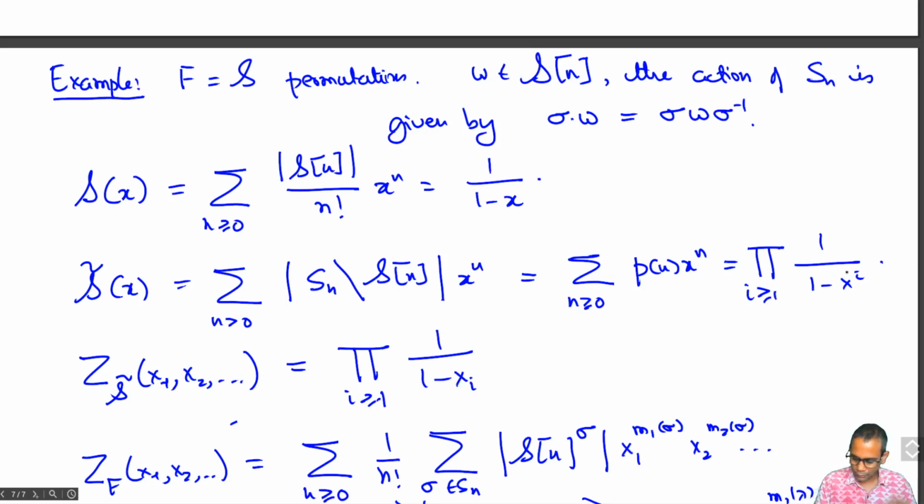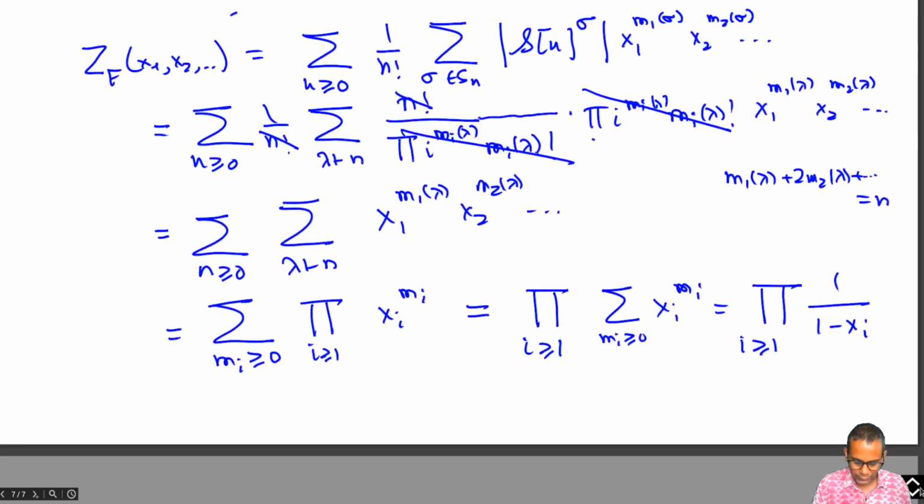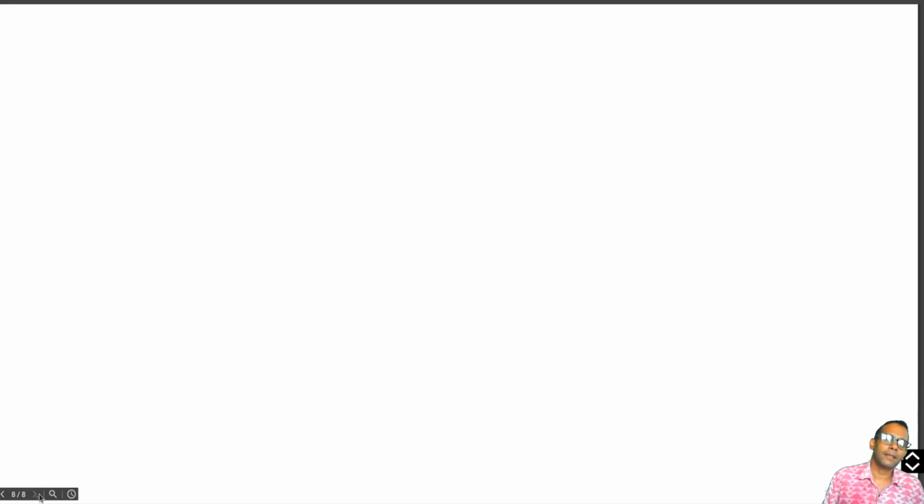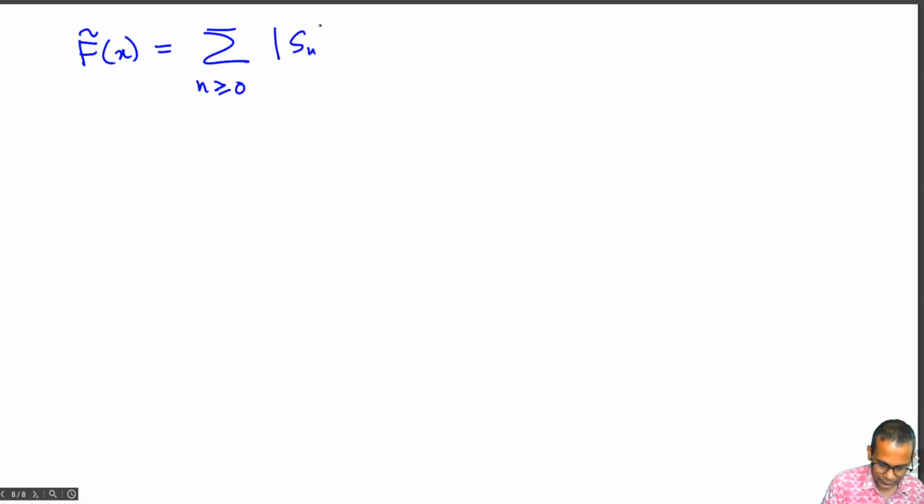And this actually turns out to be a usual feature. In fact, if you know the cycle index generating function, you can compute both the other generating functions. So for example, I claim that if you just look at f tilde of x, where f is any species, then f tilde of x, well, this is summation n greater than or equal to 0 of the size of Fn, x to the n. Now let's compute this using Burnside's lemma.